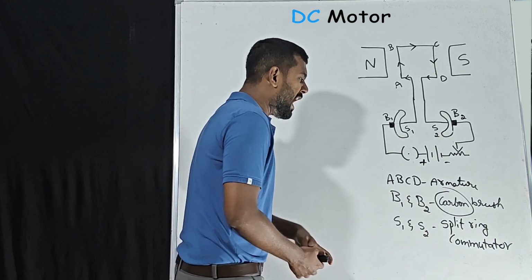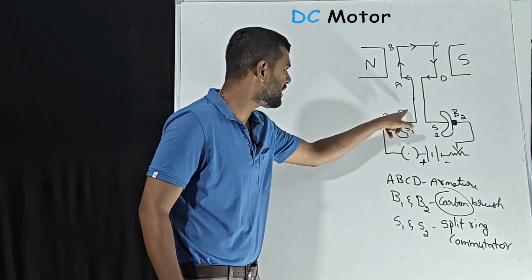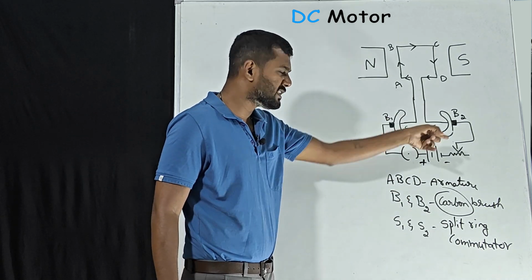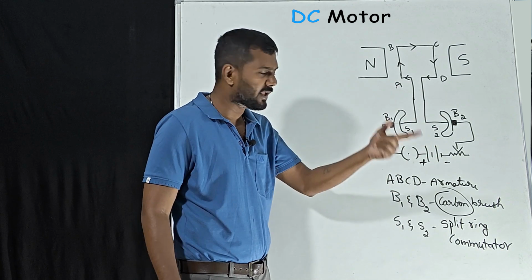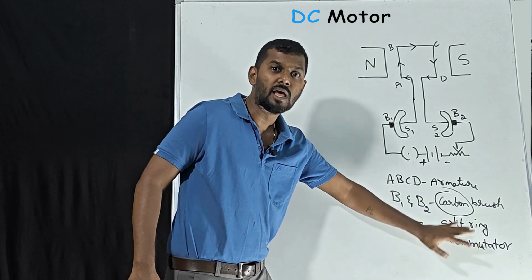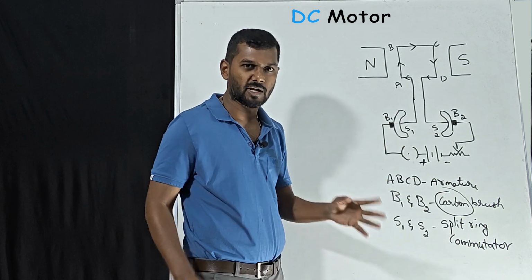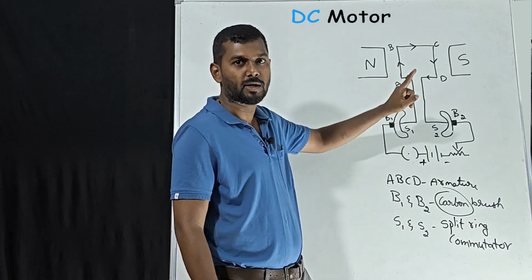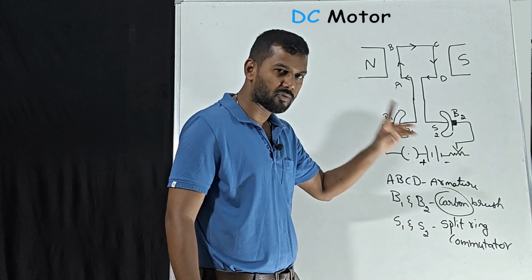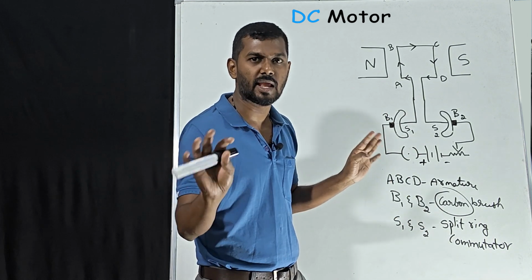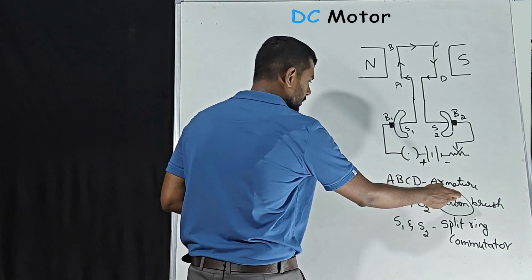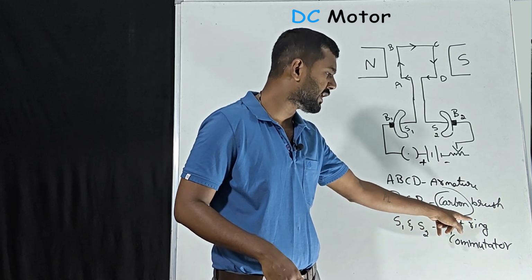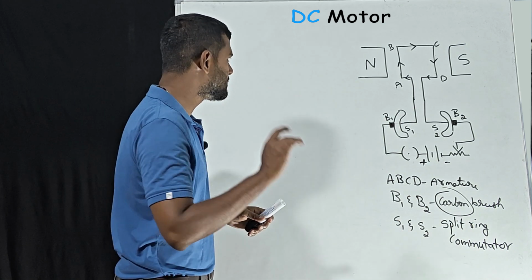Then S1, S2, the split ring commutator. See, these are split, correct? That's why the name is commutator. Now it is in the form of a ring. That's why it is a ring commutator. We have split it, right? Split ring commutator. That's it. So what is the function of the commutator? I am going to teach you that when we are learning the working. Now S1 and S2, one thing you should know, they are going to rotate. That is enough for now. Next, we learnt the armature, the brushes, why carbon and not other material, and the meaning of split ring commutator, but the working we are going to learn. Now listen.